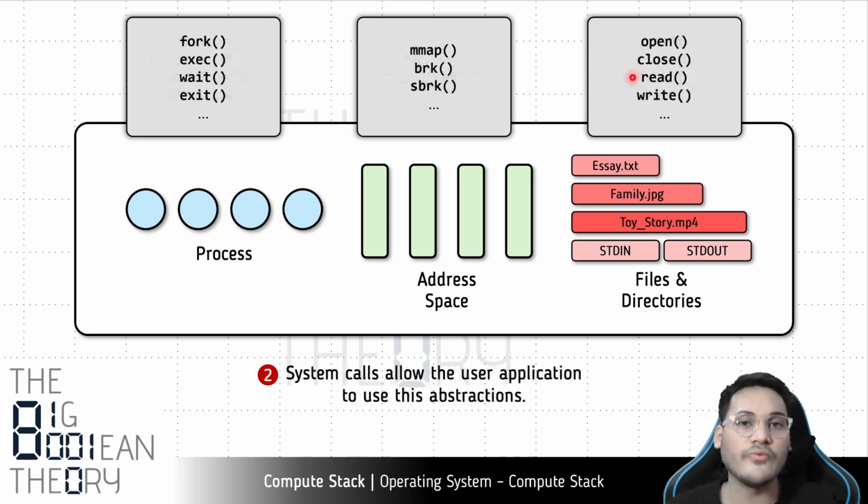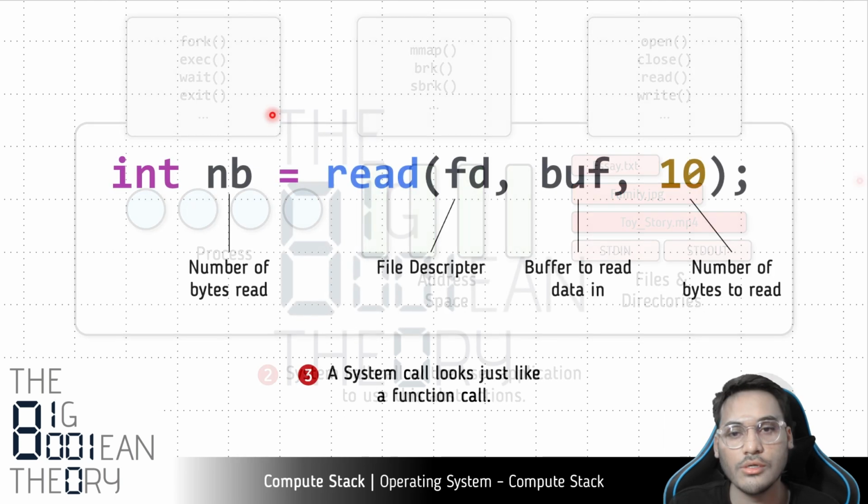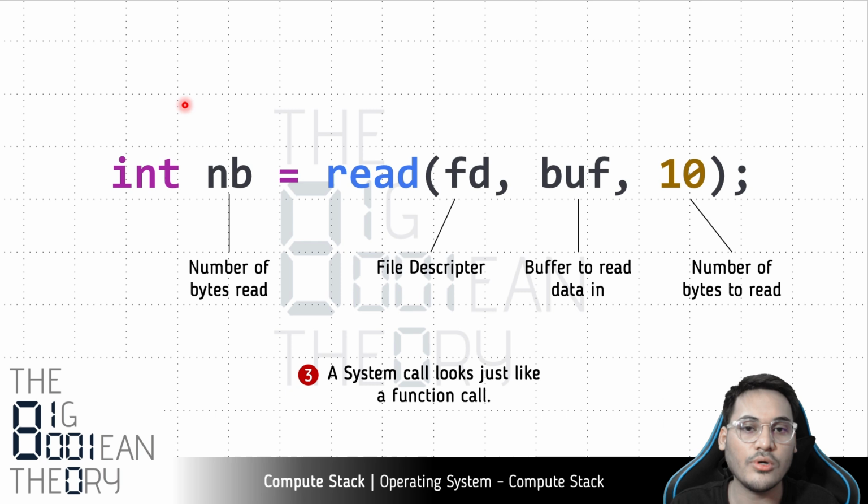So basically now we have a set of system calls corresponding to each of the operations that we can perform on these virtual resources. These system calls are provided by the OS and defined inside the OS's code. Here you can see an example of a system call. This is the read system call, which is for reading data from a file. You can see it looks just like a function call, right? It takes some arguments. For example, this is the file descriptor, this is the buffer where you want to read the data, and this is the number of bytes that we want to read from the file. After the operation is completed, it returns the number of bytes that it has read.